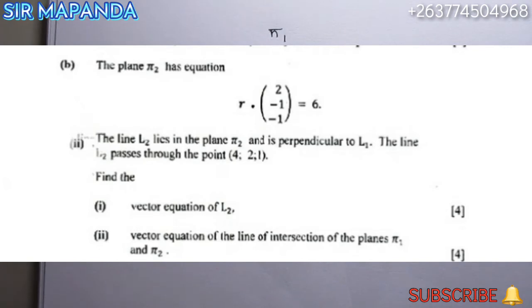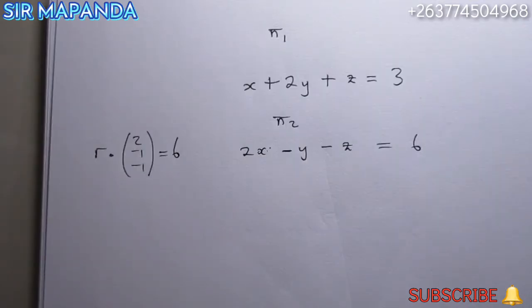Find the vector equation of the line of intersection of the planes pi 1 and pi 2, 4 marks. Right, so remember pi 1 was found in part 6a1 of the question, and we got x plus 2y plus z equals 3. Pi 2 is given in part b as r dot (2, -1, -1) equals 6, which can be written in Cartesian form as 2x minus y minus z equals 6.